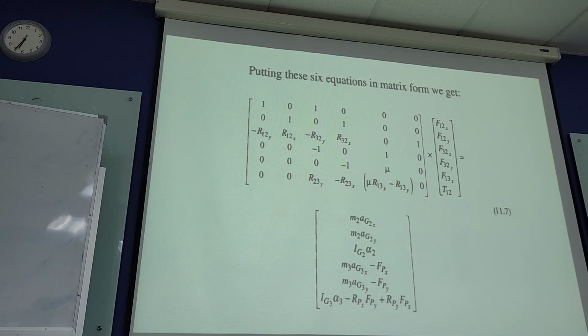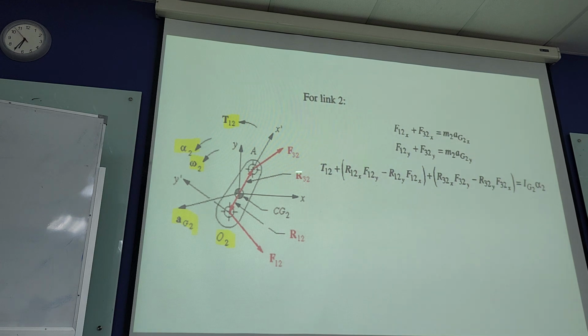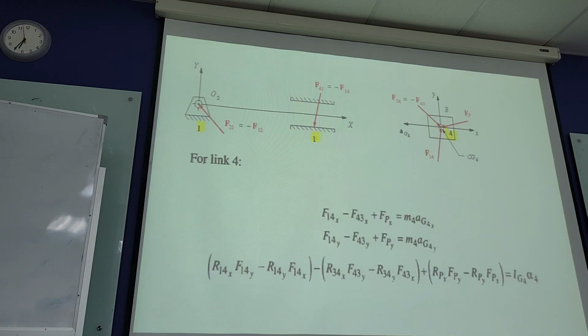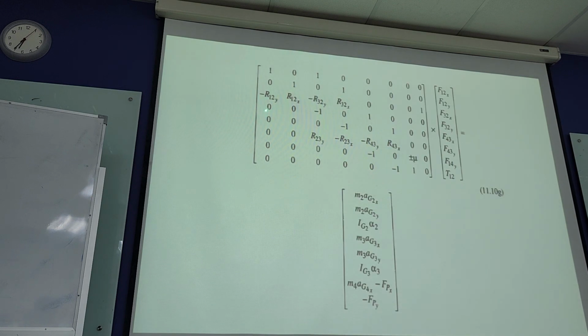Now this is a slider crank mechanism. Here you have the 4-bar linkage mechanism. If a friction coefficient is given, you can see that instead of 9 equations, you end up getting 8 equations. For link 2 you can see the 3 equations. Then for link 3, you will have 3 equations. And for the slider, you can consolidate these 3 equations into 2 equations. So finally you have this 8 by 8 matrix.